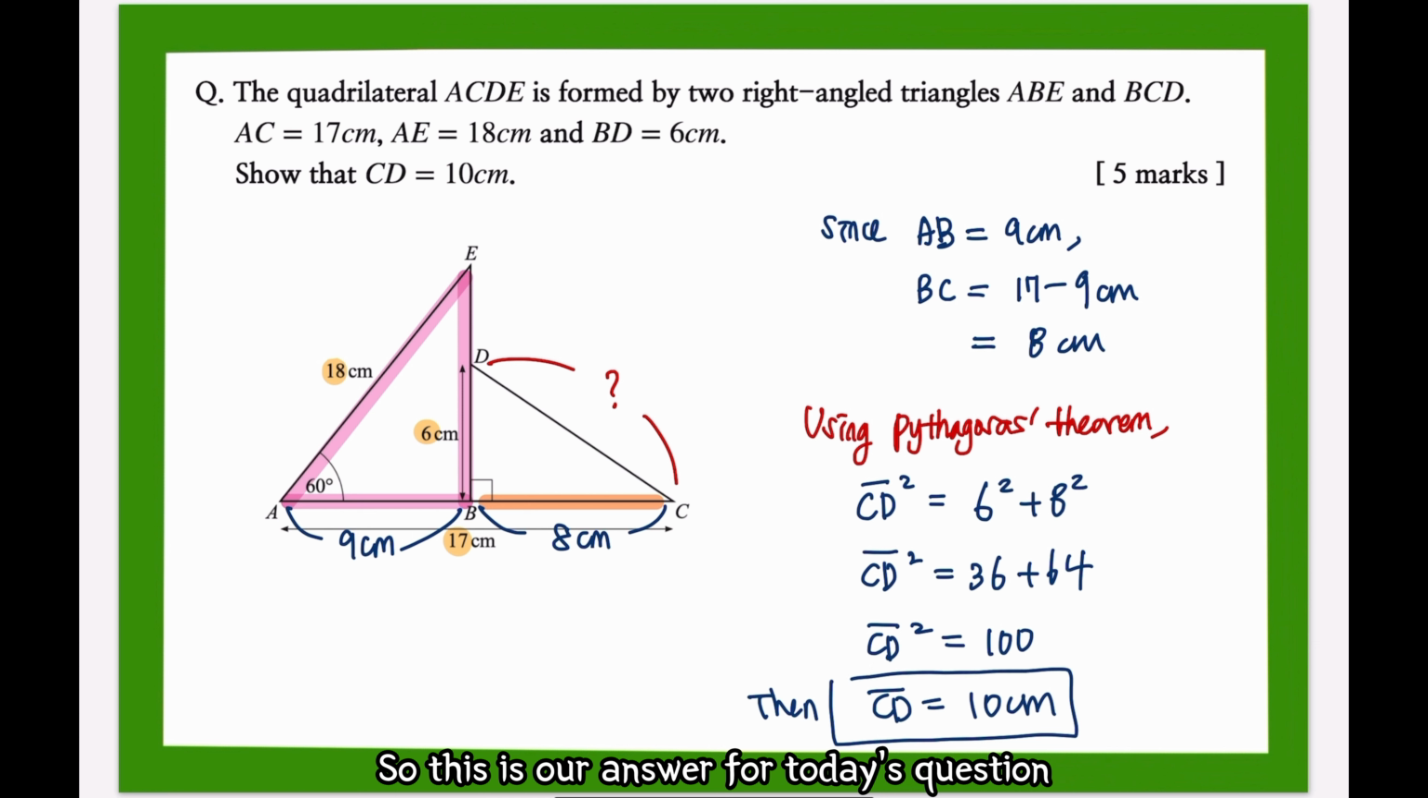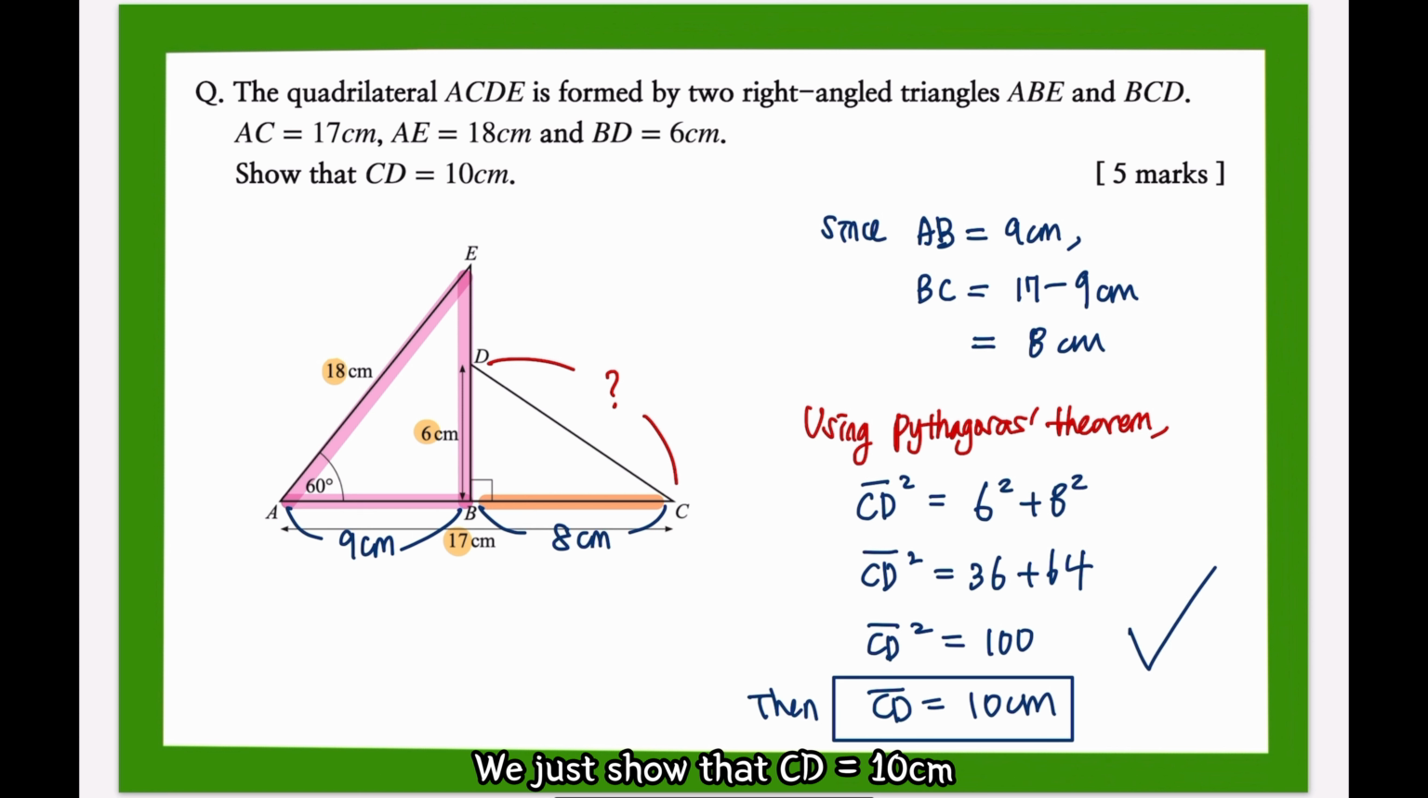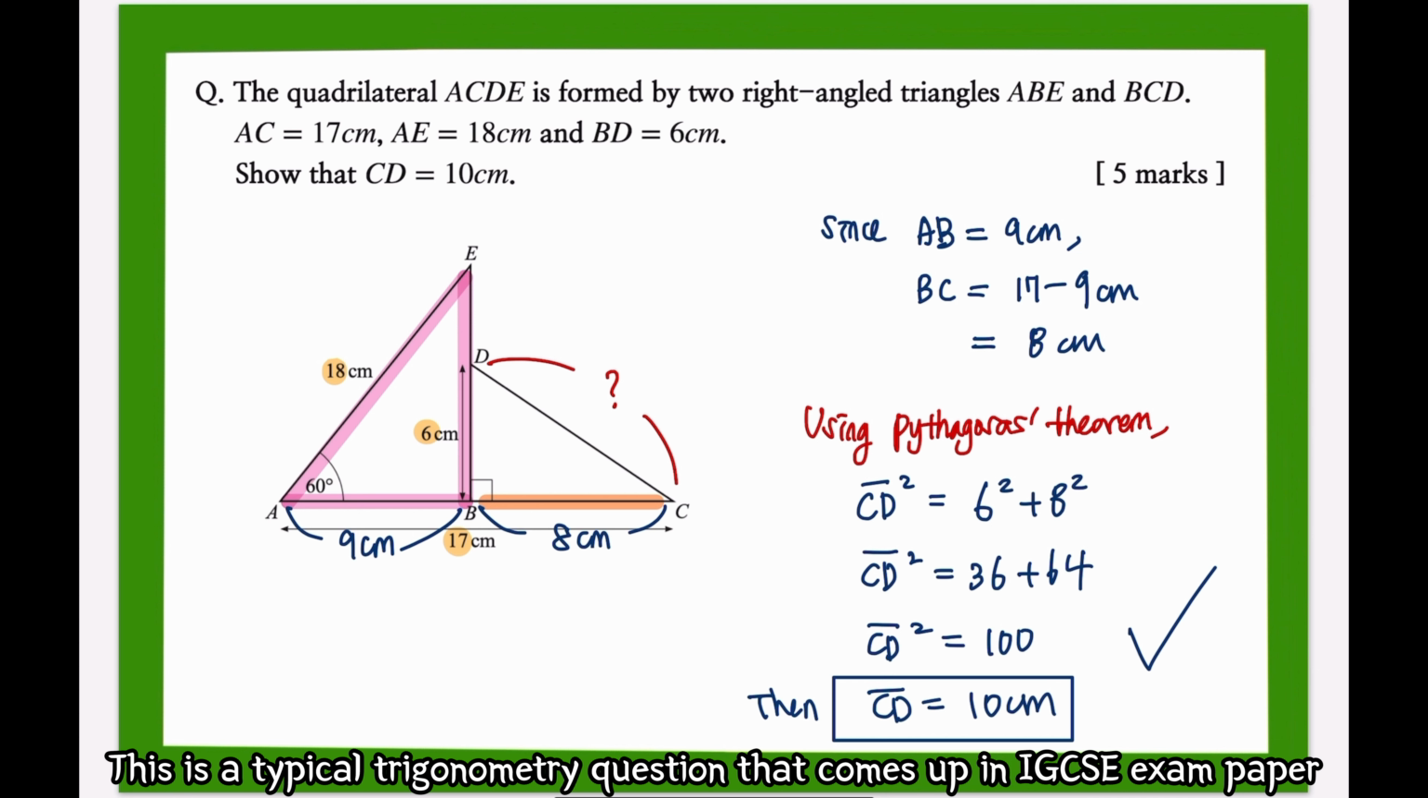So this is our answer for today's question. We just showed that CD equals 10 centimeters. So this is a typical trigonometry question that comes up in IGCSE exam papers.